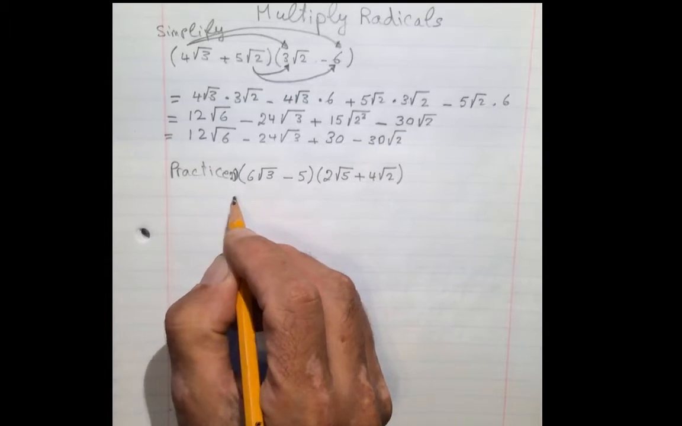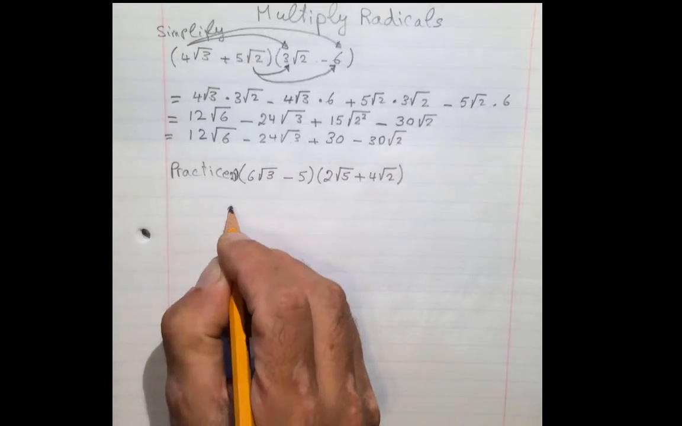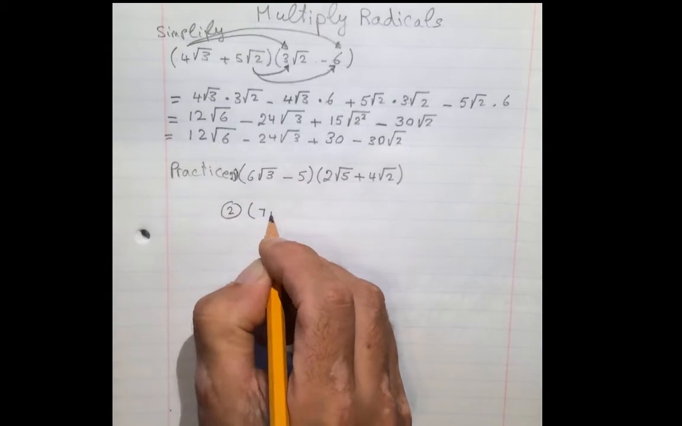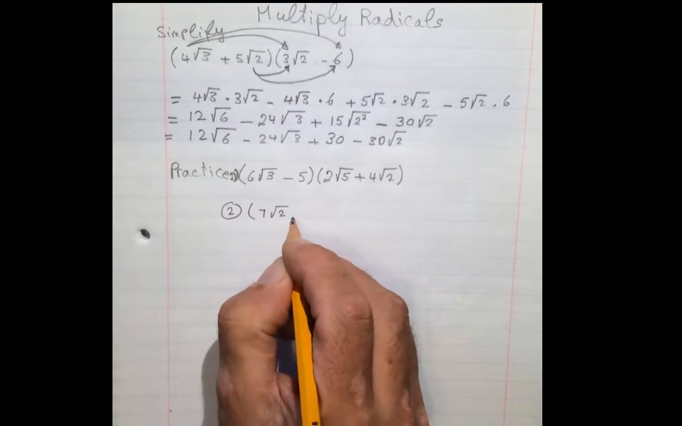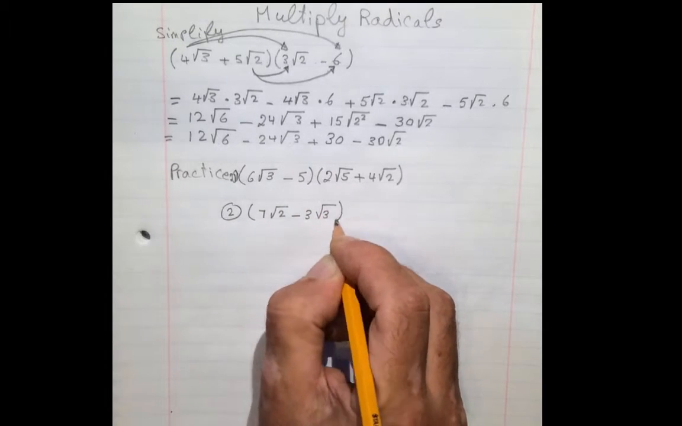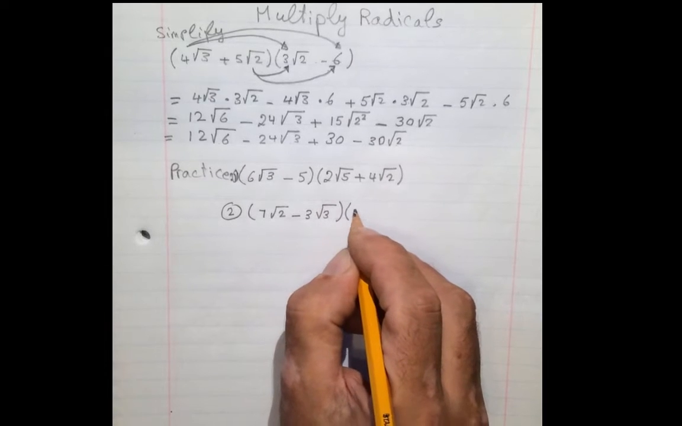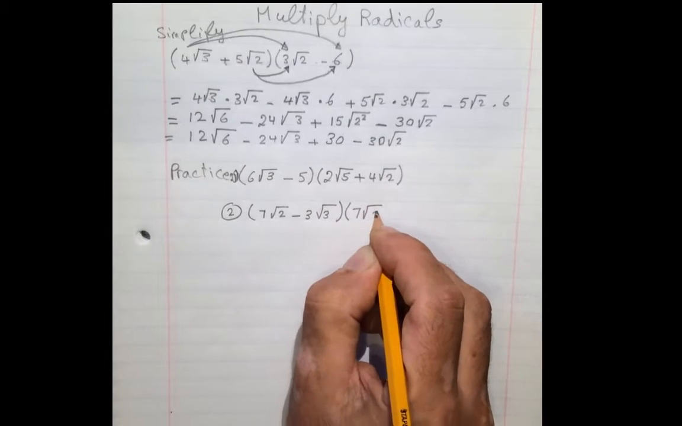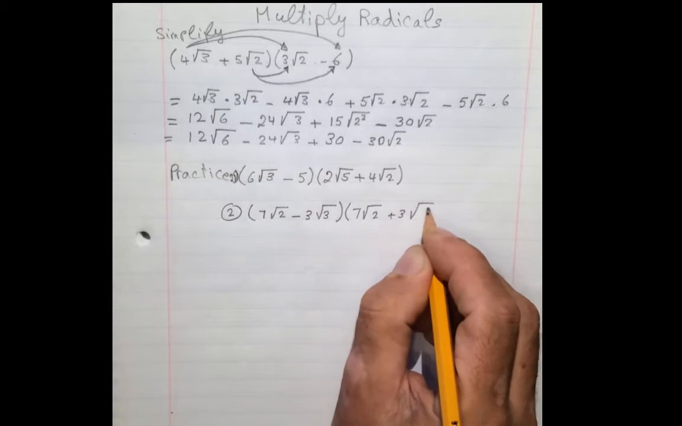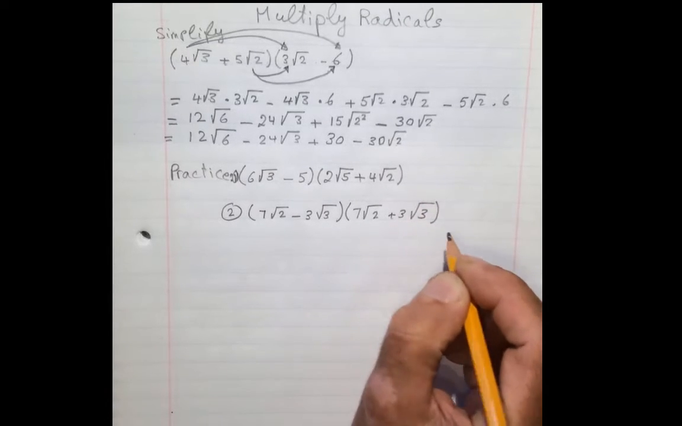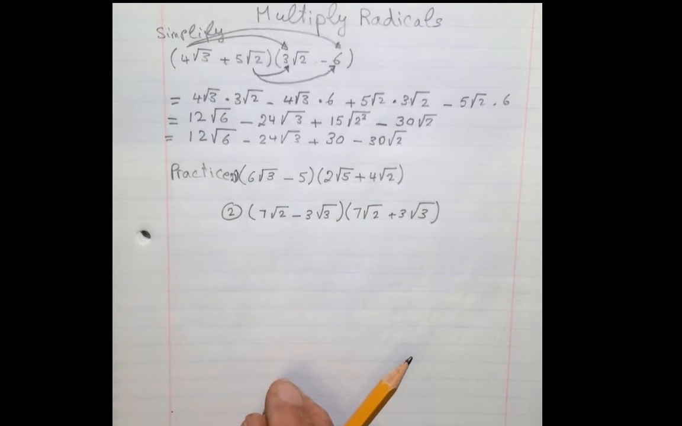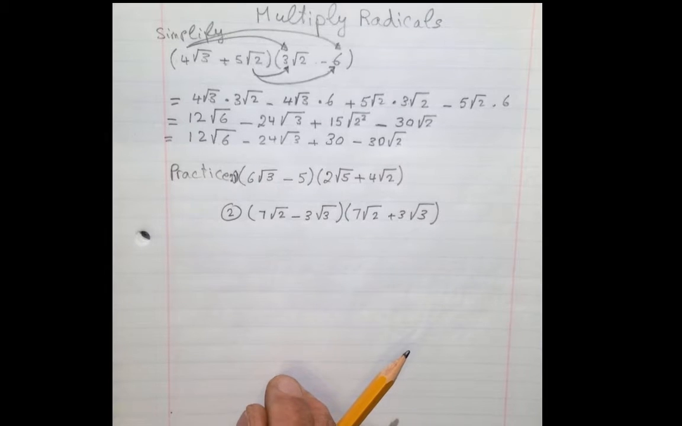The second problem you want to practice: parentheses, 7 square root of 2 minus 3 square root of 3 multiplied by 7 square root of 2 plus 3 square root of 3. So try to do these two problems, then come back and check if it's correct or not.